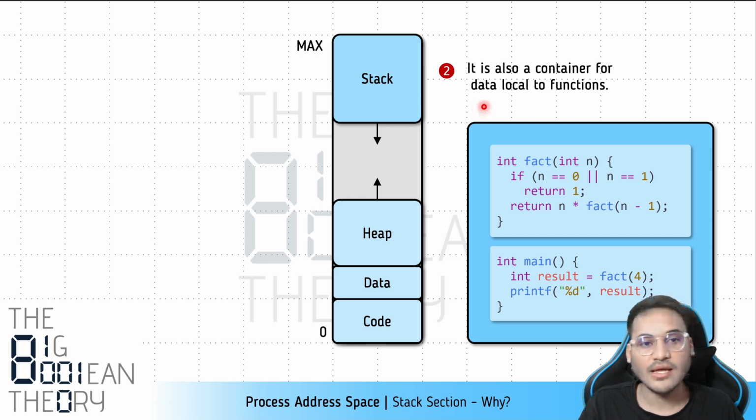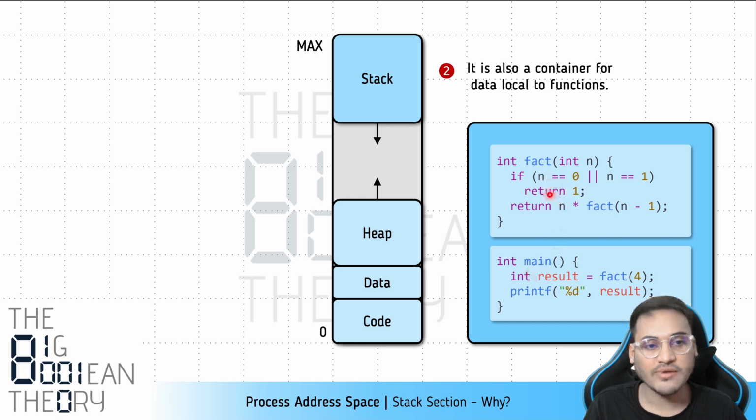So the second point is that it is also a container for data local to functions. So what is data local to functions? If you see any function body, it has certain parameters or arguments. For example, in this function factorial, there is this argument n, and the main function has no arguments. And apart from the arguments, there are certain variables that are defined inside the function body, variables which are declared in the function body.